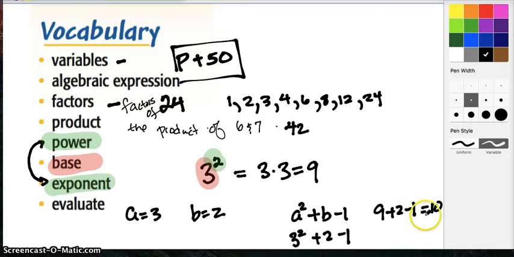9 plus 2 is 11, minus 1 is 10. All right? So that's it for vocabulary. Let's get on to some example problems.